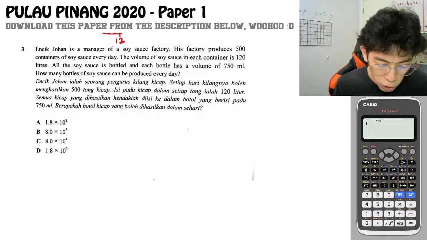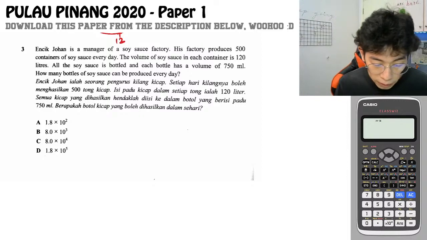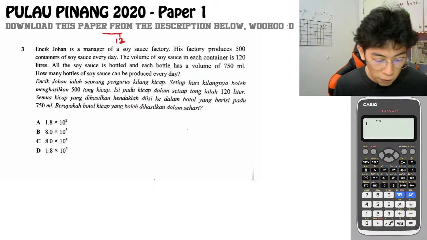Inchi Johan is a manager of a soy sauce factory. Kicap. His factory produces 500 containers. Wow, that's a huge factory, right?